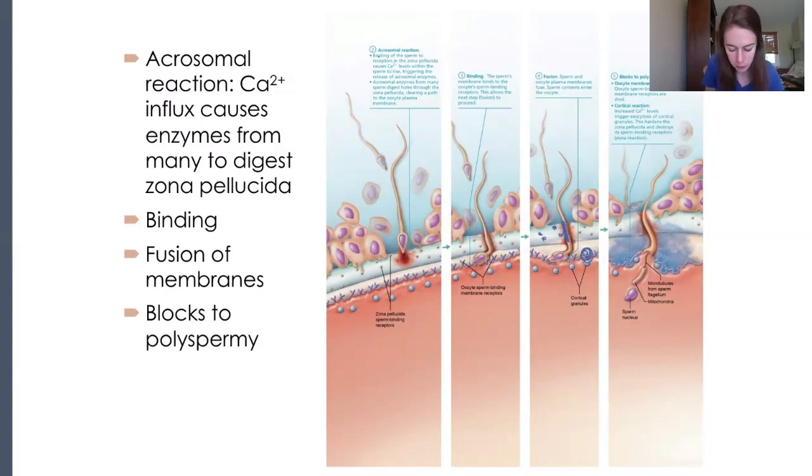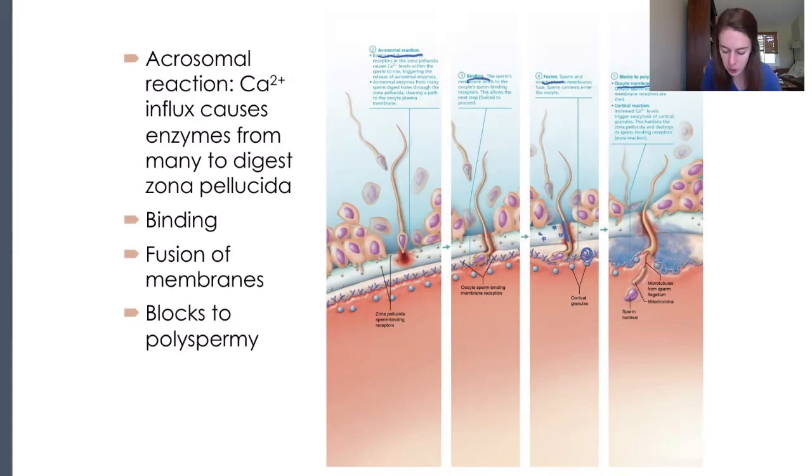You have the acrosomal reaction of the sperm trying to burrow their way through the zona pellucida. That calcium influx is what triggered them to release those enzymes. Binding occurred when the sperm bound to the plasma membrane of the oocyte, so it had already dug through the zona pellucida. It fuses with the plasma membrane of the oocyte. Their plasma membranes join. And then to block polyspermy, you have this oocyte membrane block where those receptors disappear.